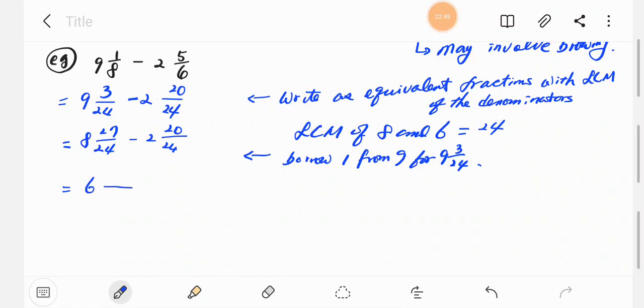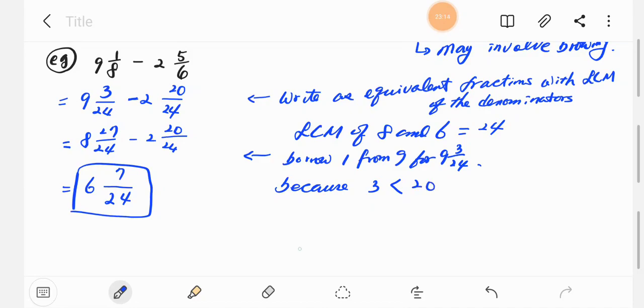Make sense? And then 27 minus 20 is 7 over 24. So this is much easier, right? Much easier, simpler. Okay, why did we borrow 1 from 9? Because 3 is less than 20. So actually, we cannot subtract 3 minus 20. So make 3 larger than 20, so we can borrow 1 from 9.